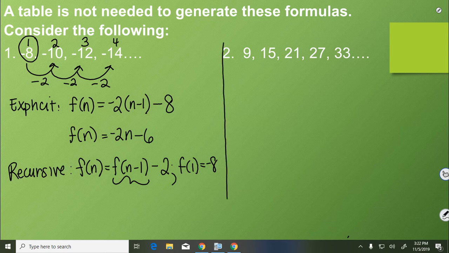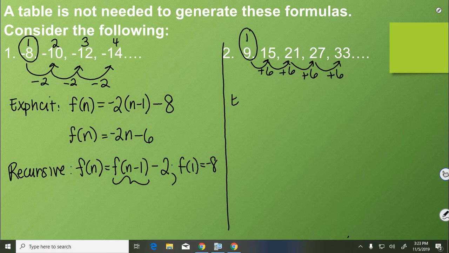Okay, number 2, same idea. Again, we're looking for the pattern. So 9 to 15 is increasing by 6. 15 to 21 is increasing by 6. 21 to 27 also increasing by 6. And 27 to 33 also increasing by 6, making my common difference 6 and my first term 9.